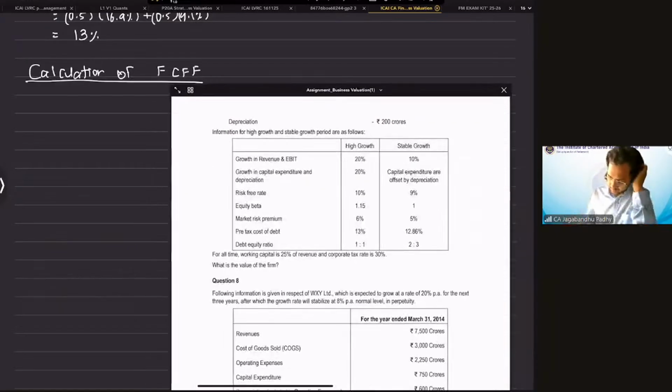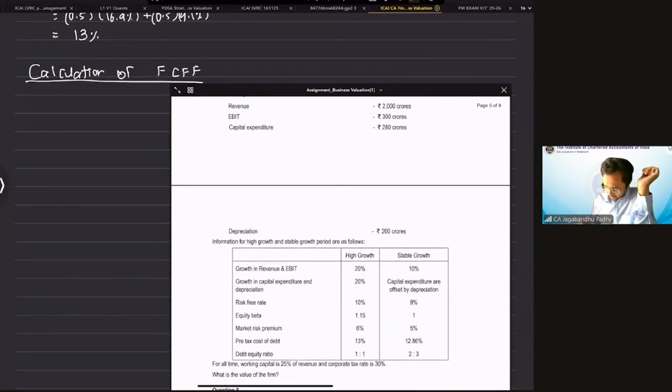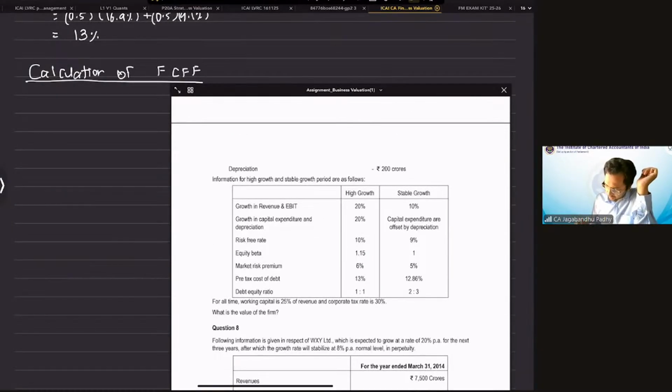Now here we have this free cash flow for the firm. It's going to be a higher rate for 4 years. So the base year information, which is year 0, is given to us. EBIT, CAPEX, depreciation figures are given. And the growth rate in the high growth phase is given, which is also the growth rate in the CAPEX and depreciation. Also, for all time, the working capital is 25% of revenue and the corporate tax rate is 30%. So working capital needs to be calculated taking this into account.